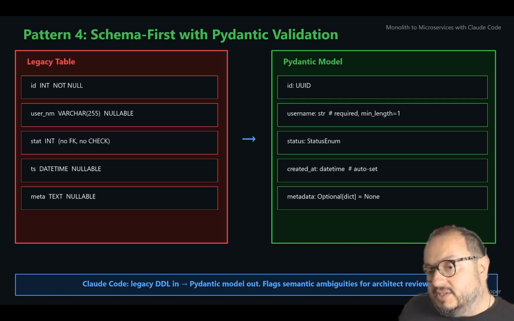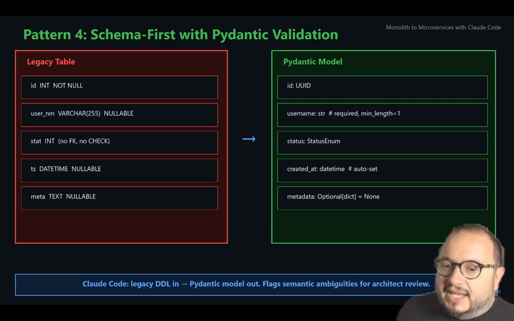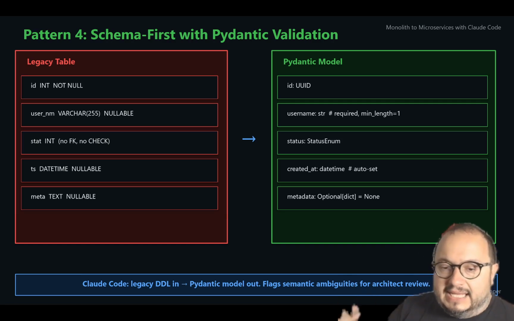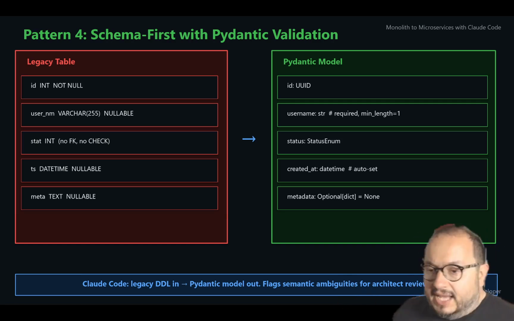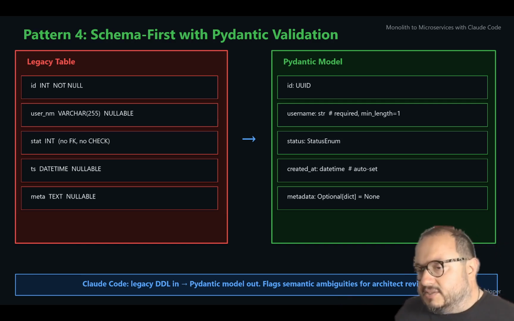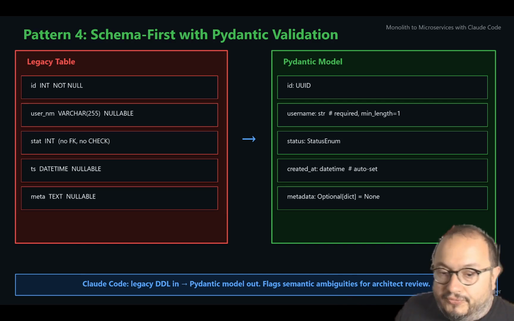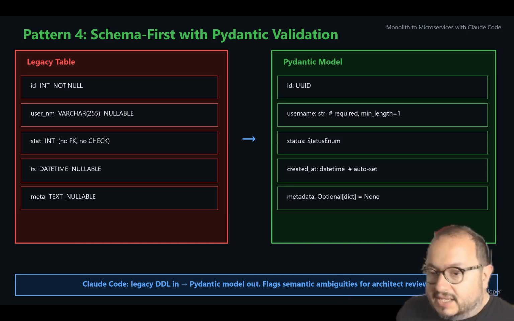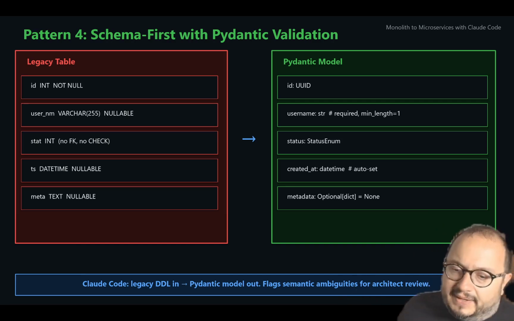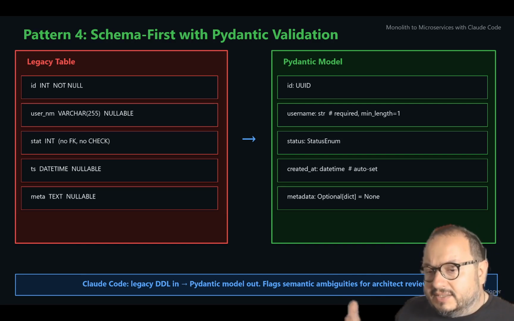Claude Code does this translation automatically. You give it the legacy DDL, the create table statements, and ask it to produce Pydantic request and response models with field validators, alias mapping for snake case to camel case conversion, and explicit optional annotations for any nullable columns. It also flags the semantic ambiguities. A column called status of type integer with no foreign key constraint and no check constraints: Claude Code will note that and ask you to clarify the domain meaning. The output is a Pydantic model you review. The time saving is the initial translation, not removing the review step.